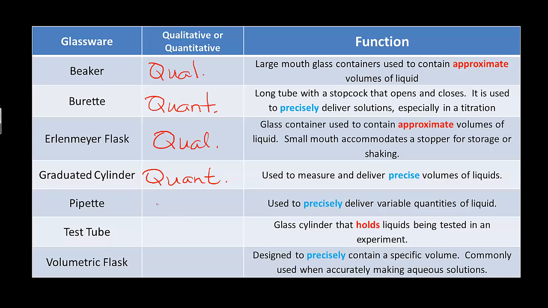Pipette, precisely deliver, that is a quantitative piece of glassware. Test tube, it says a glass cylinder that holds liquids being tested in an experiment. It doesn't say anything about approximate or precise, but it doesn't say that it measures anything. So if it just holds, it's qualitative. Okay, volumetric flask is precisely, so it is quantitative.